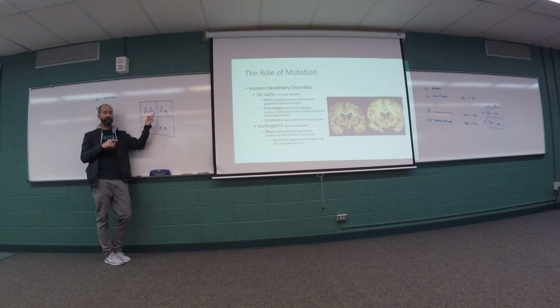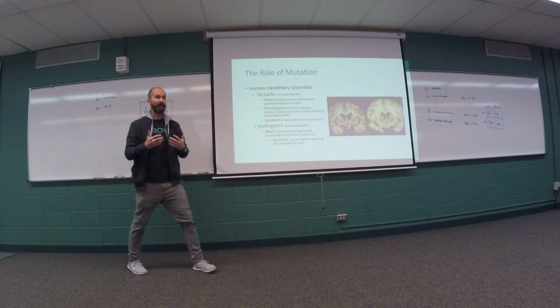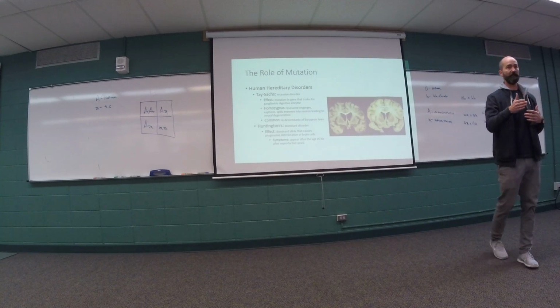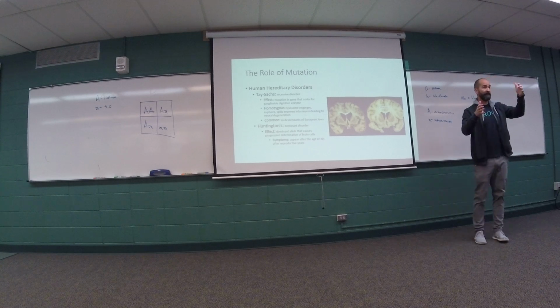Because if this is Tay-Sachs disease, who of these individuals shows Tay-Sachs disease? Just that one, right? But how many of those individuals carry a Tay-Sachs allele? Three of them. Natural selection can't touch these guys because they're expressing the dominant phenotype. That dominant phenotype is masking the recessive phenotype. So recessive disorders become so much more difficult to remove out of our population because of the heterozygous genotype. It carries but doesn't express the recessive disorder.